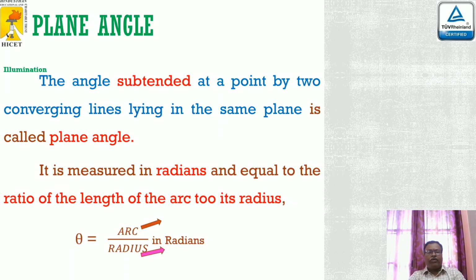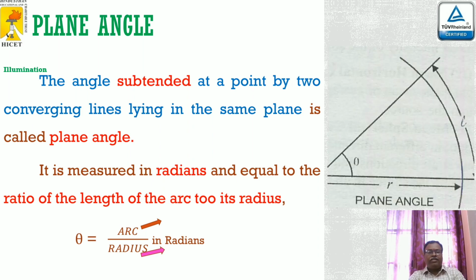And plane angle is another terminology in this concept. The angle subtended at a point by two converging lines lying in the same plane is called a plane angle, and it is measured in radians and equals the ratio of the length of the arc to its radius. Now you can see the arc. So it is measured by theta, that is the plane angle. Theta is equal to arc over radius. You can see the arc, and also you can see the radius. So you take the ratio of the arc and radius, in radians, which is called the plane angle.